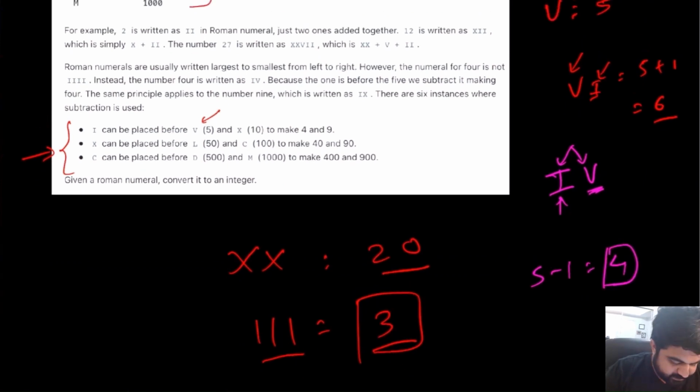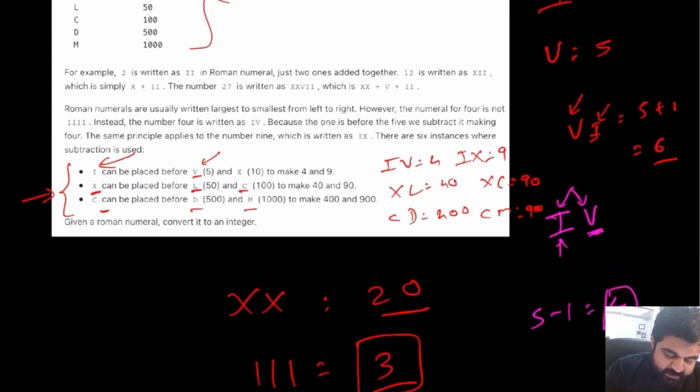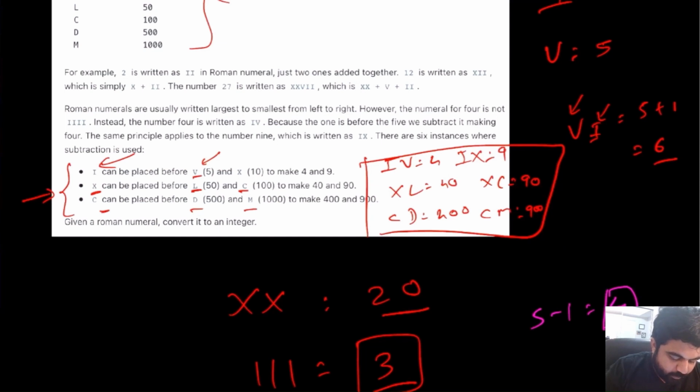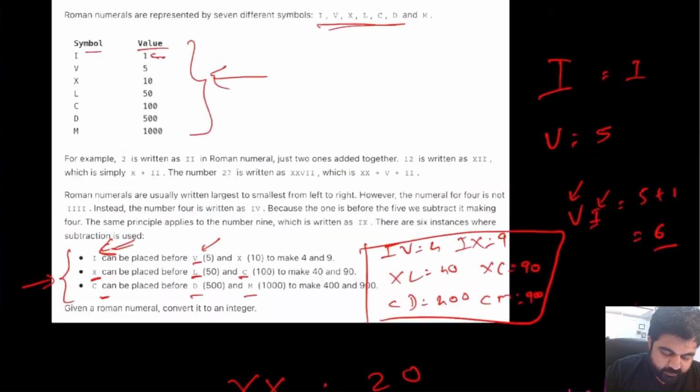And there are 6 such cases where these numbers can happen. These 6 cases are 6 new values that we have been able to identify based on the rule of a smaller value being placed exactly before the larger value.